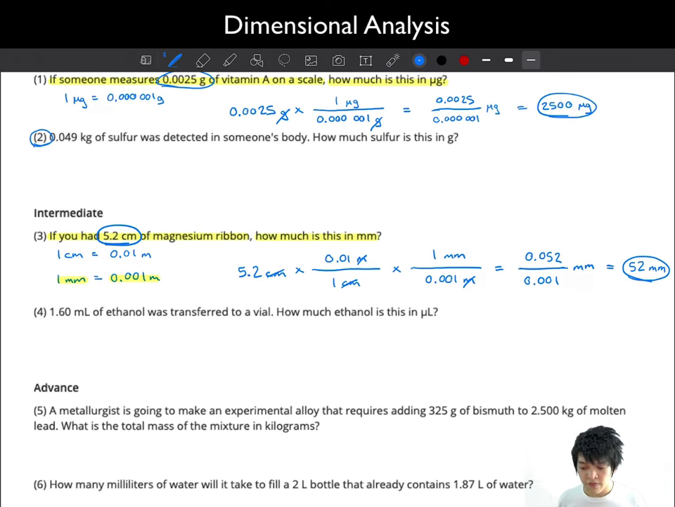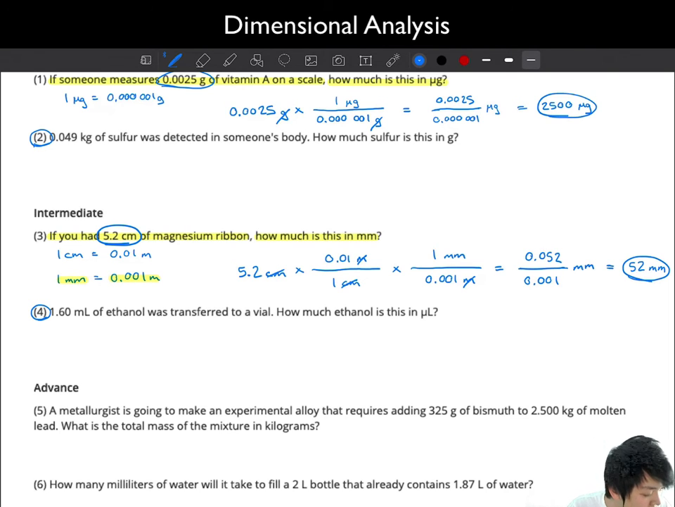Alright, and for this one, just know that we use 2 conversion factors because this problem involved 2 prefixes. So that means we need 2 relationships, 2 conversion factors. Okay, so for number 4, just as before, you can try this. Just know that since this is intermediate, you might need to do more than 1 conversion factor. This one you're going from milliliters to microliters.